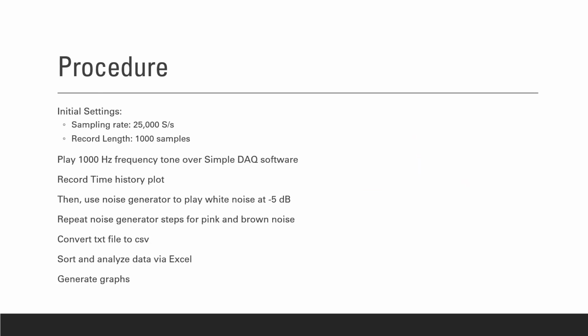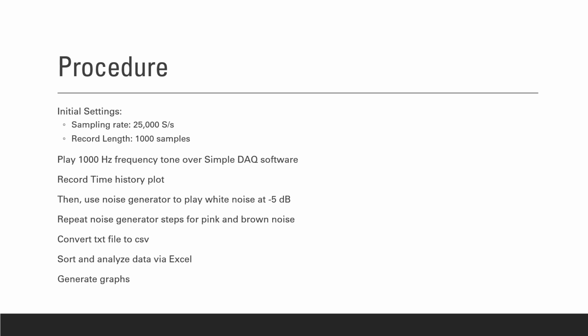For my procedure, in the initial settings in the Simple DAC, I set the sampling rate to 25,000 samples per second and the record length to 1,000 samples. I decided that this would be a good sampling rate based off of the previous aliasing analysis for the sampling rates listed earlier. The first step is to play a 1,000 hertz frequency tone over the Simple DAC software. This is going to serve as the control variable, because this frequency does not contain any noise.